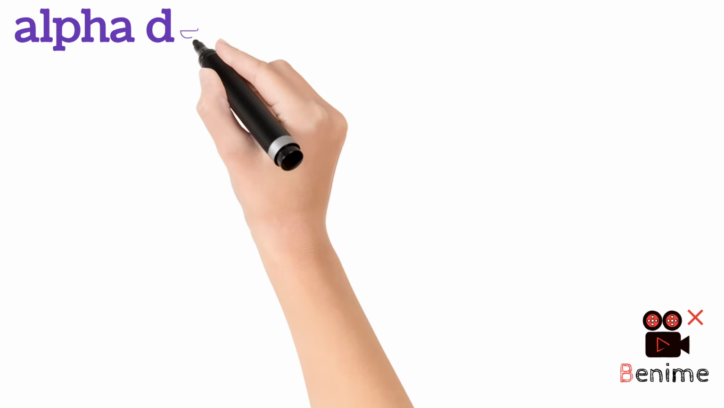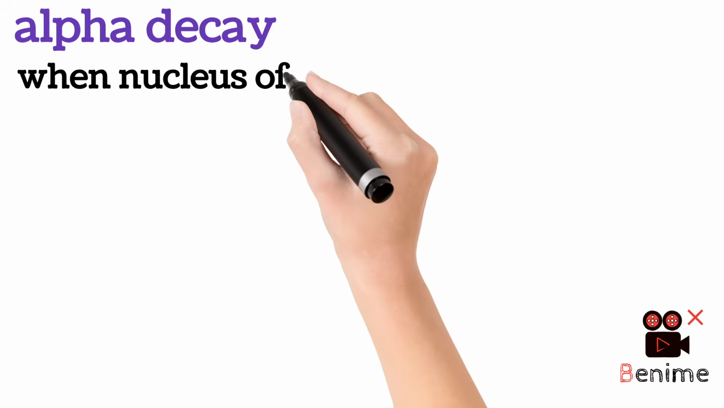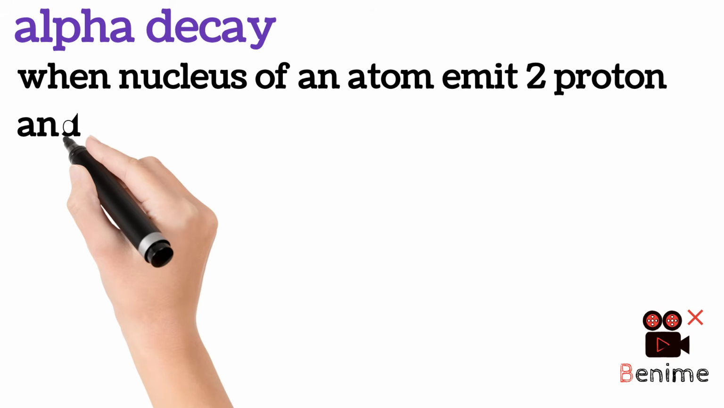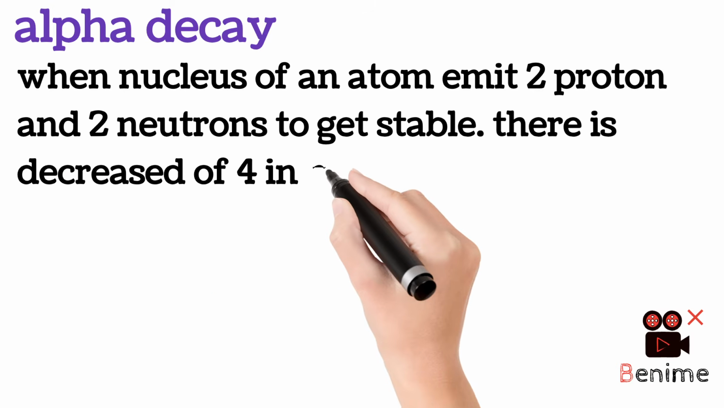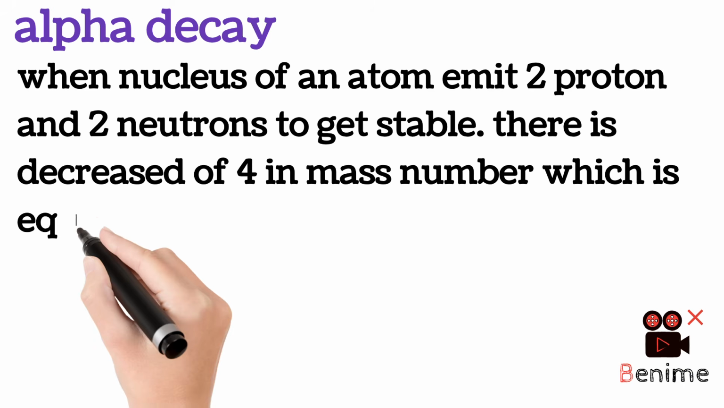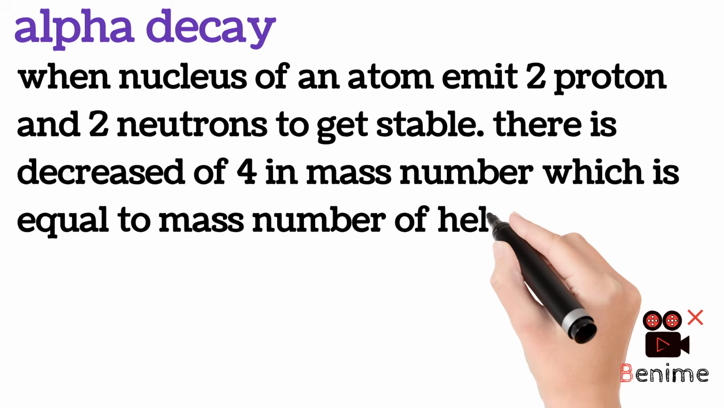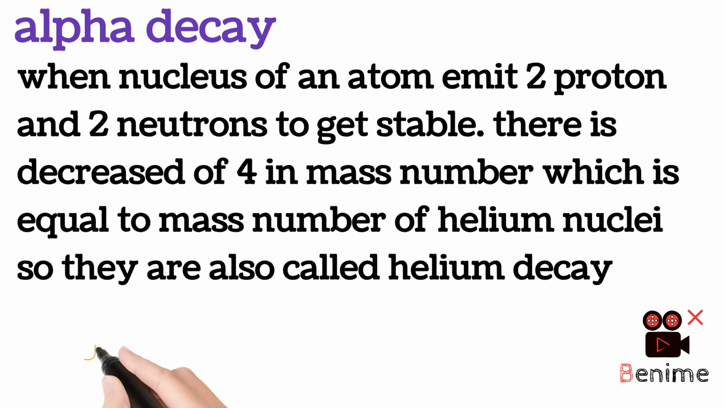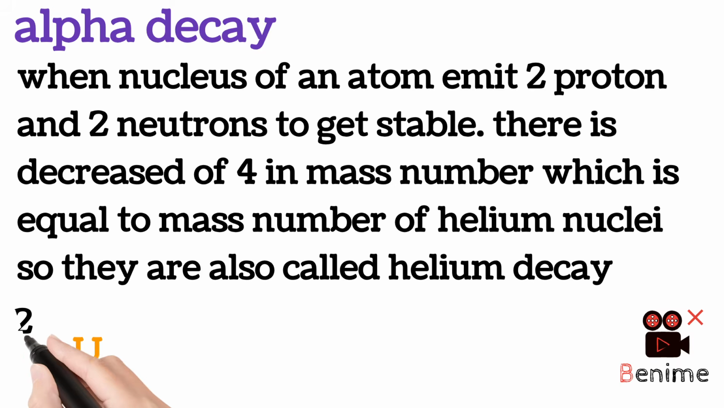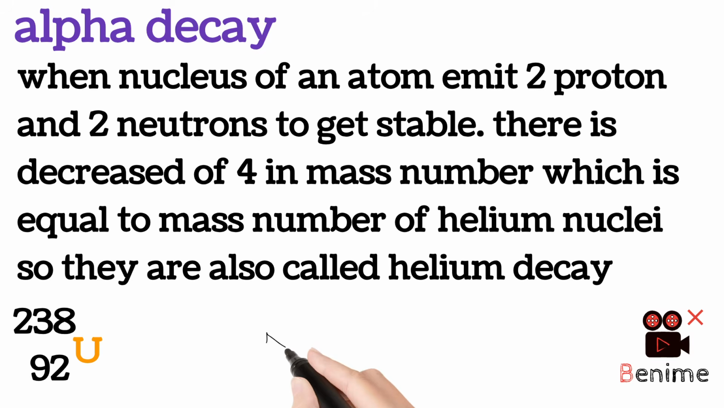Alpha decay is the spontaneous emission of alpha particles from the nucleus of an atom, with emission of 2 protons and 2 neutrons, which causes a decrease of 4 in mass number. They are also called helium nuclei because of the same mass number as helium. For example, uranium-238, which is highly radioactive, decays into thorium and a helium nucleus.